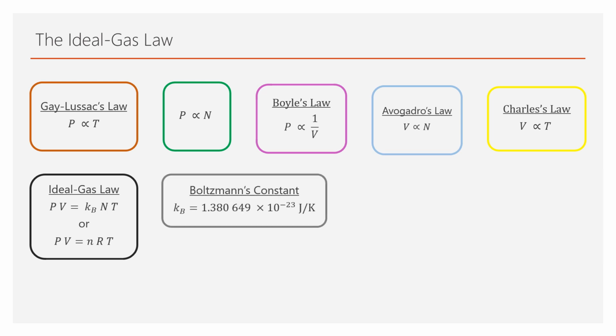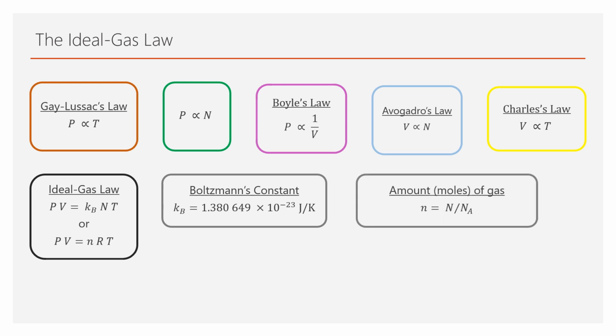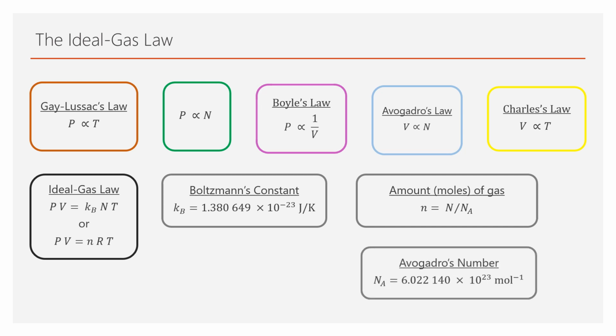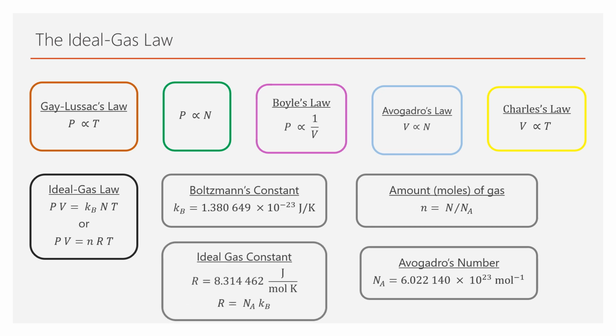Here k_B is Boltzmann's constant, and it converts Kelvin into joules. Lowercase n is the amount of gas as measured in moles, and it's taken as the ratio between the number of atoms divided by Avogadro's number. Avogadro's number is the number of molecules that make up 1 mole of that substance. And R is the ideal gas constant.